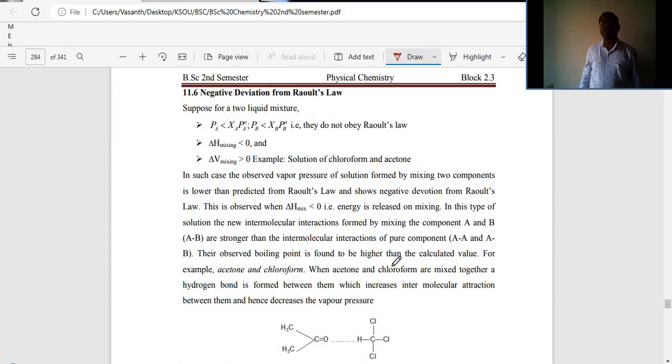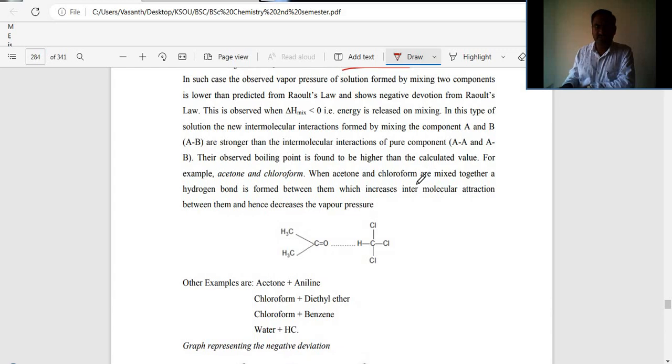Next, negative deviation from Raoult's law. Suppose for two liquid mixtures, PA is less than XA into PA naught and PB is less than XB into PB naught. They do not obey Raoult's law. That's why here delta H mixing is less than 0 and delta V mixing is less than 0. For example, chloroform and acetone.